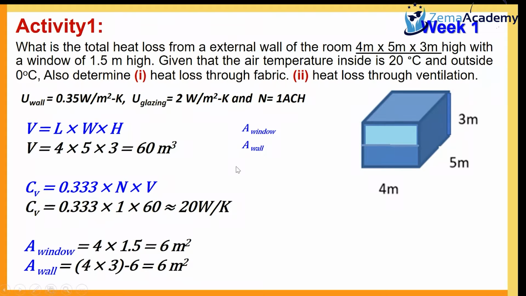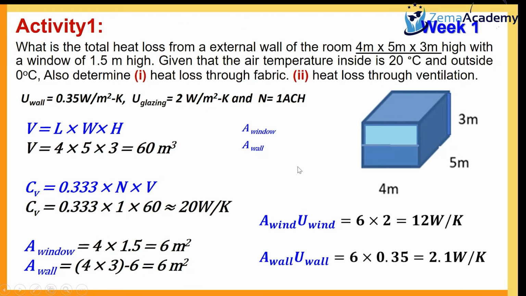So what I'm saying is that you need to find the thermal conductance, and that means the area of the window multiplied by U of the window, which, as you can see, comes out to be 12 watts per Kelvin. And similarly, if we calculate the thermal conductance of the wall, it's the area of the wall multiplied by the U of the wall, which comes out to be 2.1 watts per Kelvin. Okay?